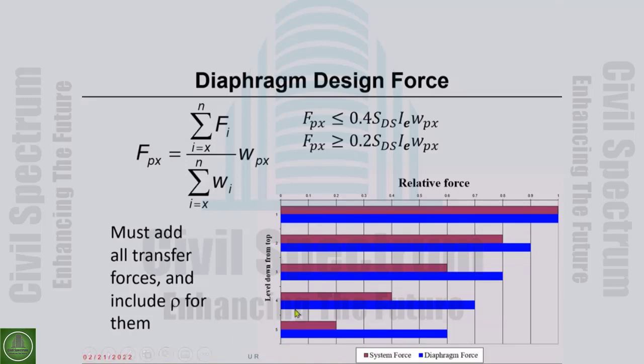Now, the diaphragm at floor level X is not designed for the force F sub X. It is designed for a force equal to F sub Px. Again, very important. The diaphragm at floor level X is not designed for F sub X. It is designed for a diaphragm design force equal to F sub Px, given by this formula, where W sub Px is weight tributary to the diaphragm.